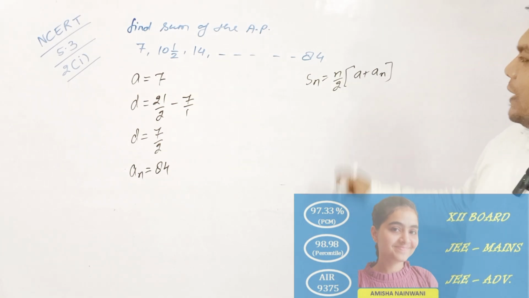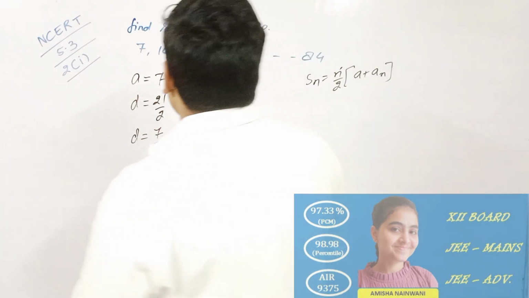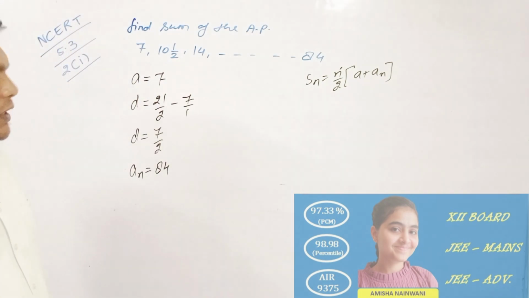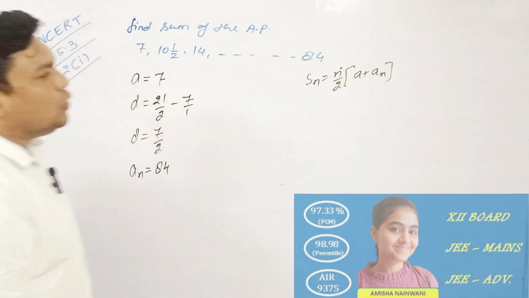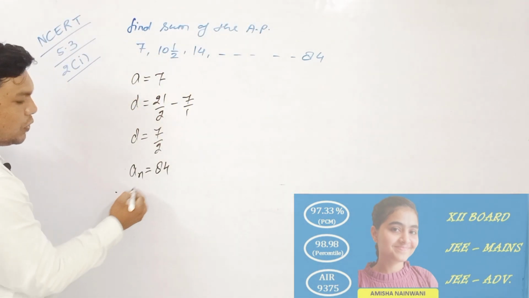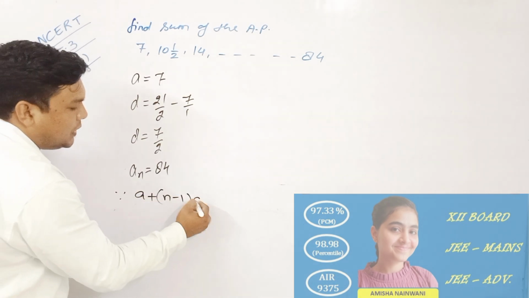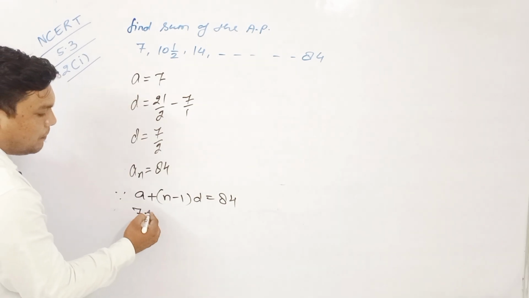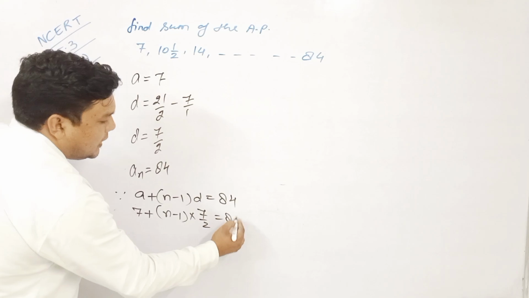What do we have now? We have a, we have an, but we don't have n. That is, how many terms are there from 7, 10 and a half, 14, till 84? So first we have to find the value of n by using an. Before applying this formula, we have to find the value of n. Because an is equal to 84, an is a plus n minus 1 into d, which is 84. A is 7 plus n minus 1, and d is 7 upon 2, which is 84.